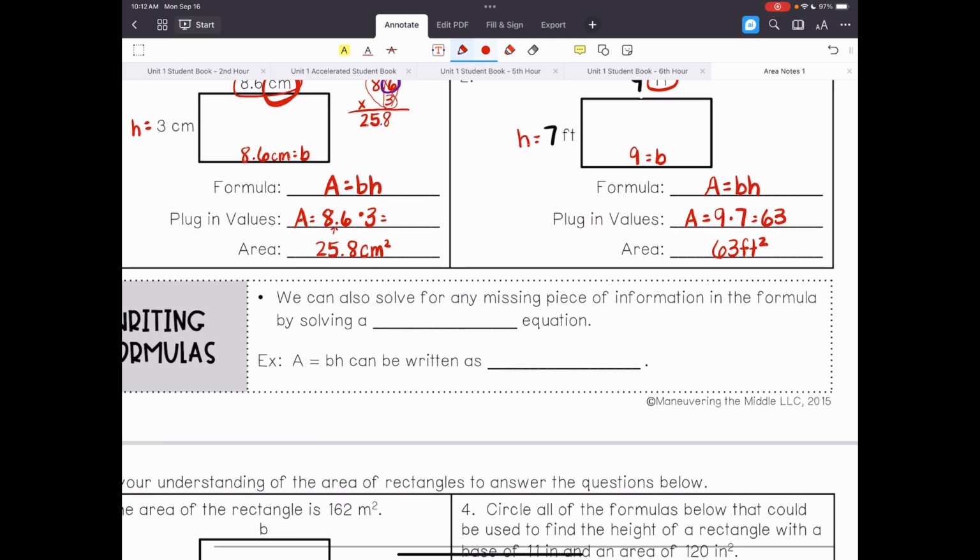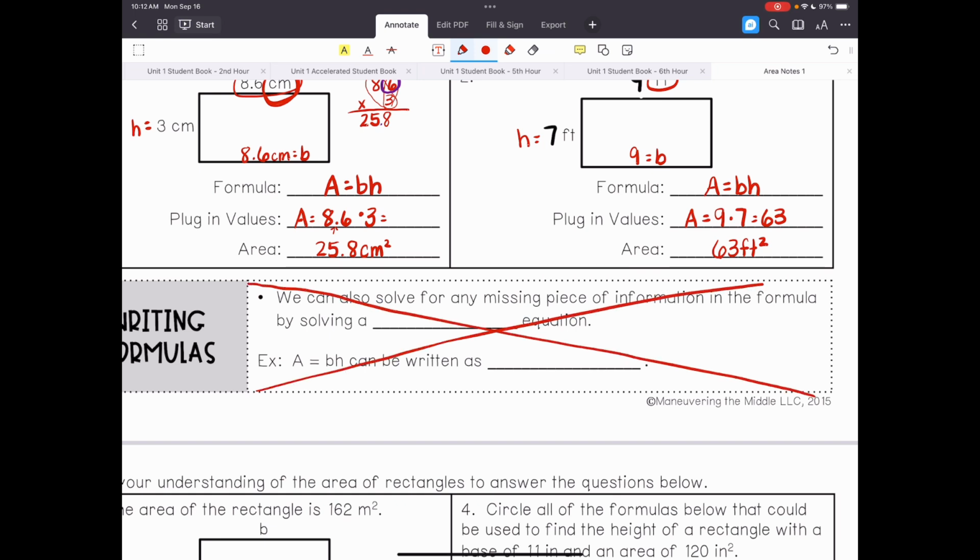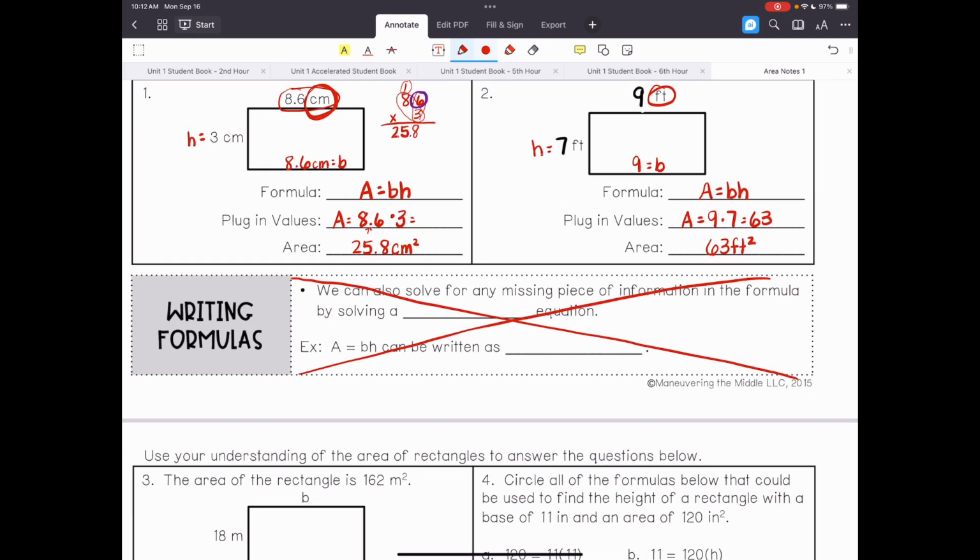All right, so there is a situation where we can also solve for any missing piece of information in a formula by solving a one-step equation. We're not quite at that point yet. So I'm going to go ahead and I want you to just cross this out with me because we're not quite at that piece where we're going to talk about that. That's going to be further on.